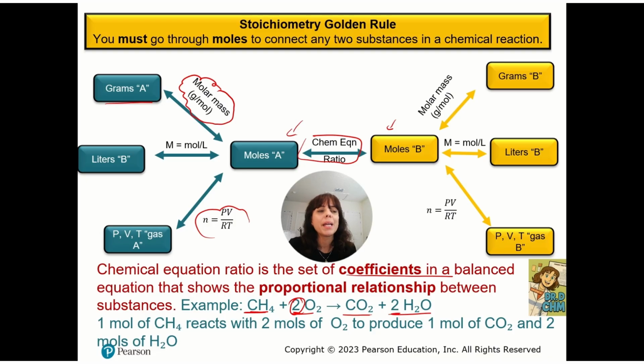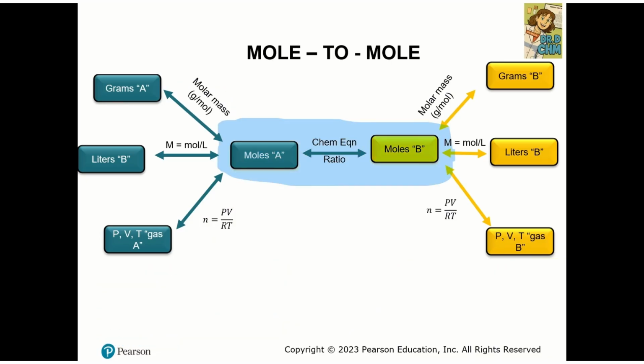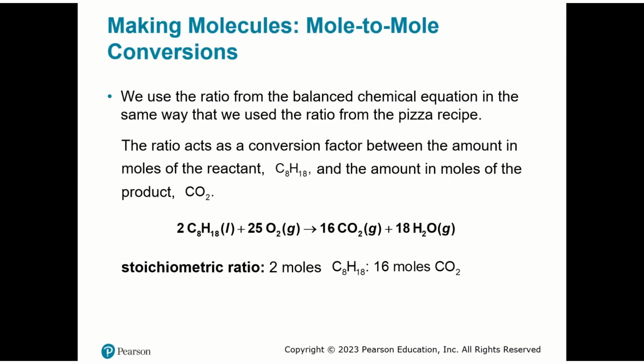That will be my chemical equation ratio. So let's start with moles to moles. Moles to moles will be easy. The only thing I need is the chemical equation ratio. So we use the ratio from the balanced chemical equation in the same way that we use the ratio from a pizza recipe, remember?